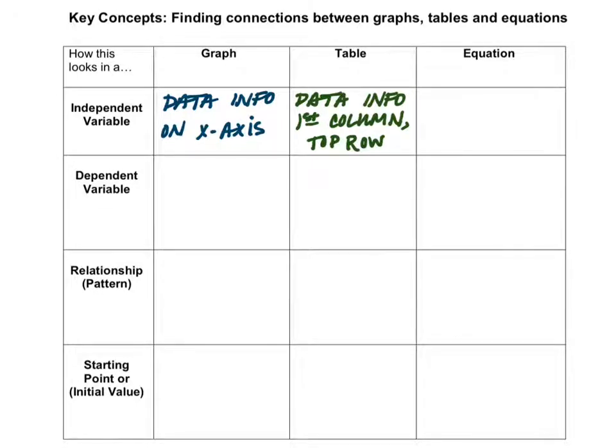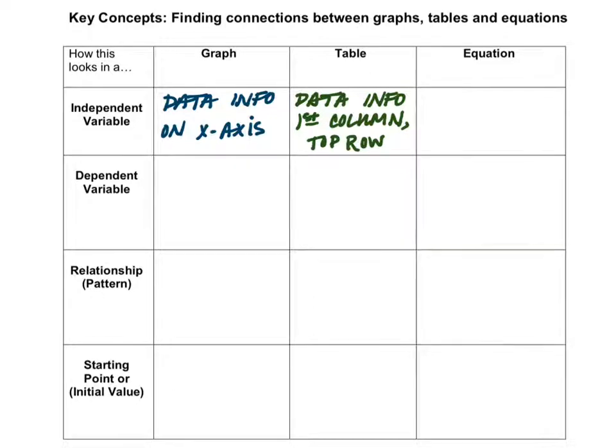In a table, we're going to look at the data information that's in the first column, or if it's a row, we're going to look at the information in the top row, because tables can be both vertical as well as horizontal. So if it's vertical, we're using the column. If it's horizontal, we're using the row.